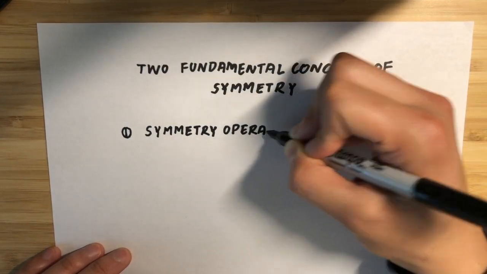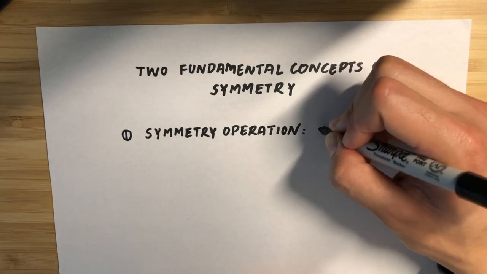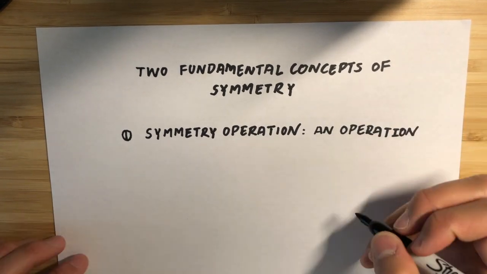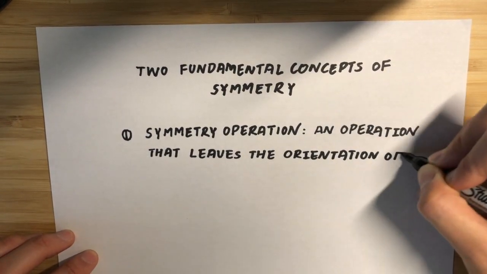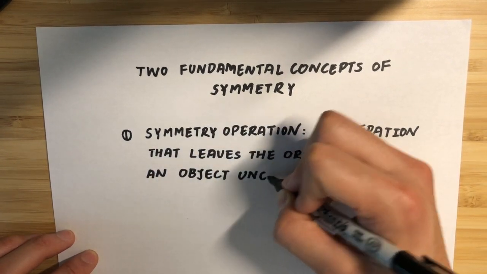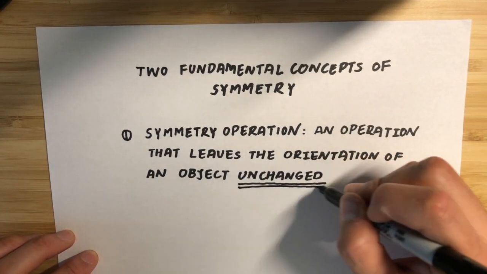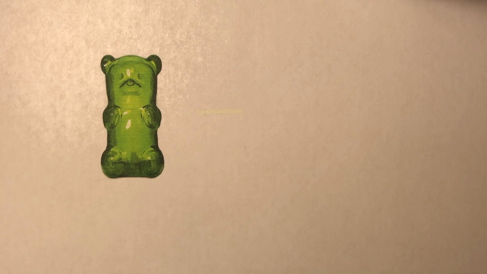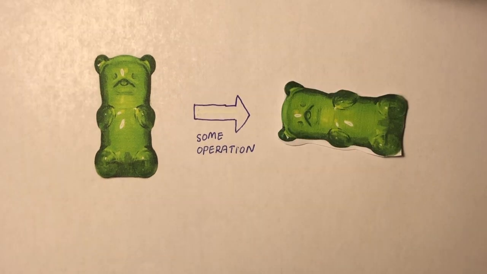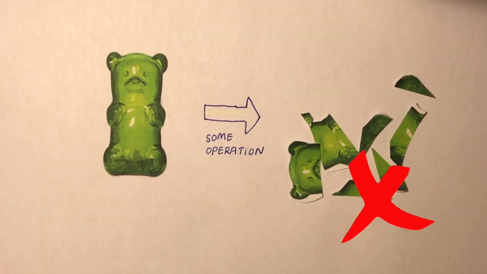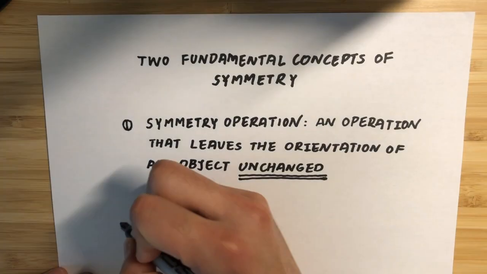The first one is symmetry operation. A symmetry operation is an operation which moves a molecule or an object into a new orientation that is equivalent to the original. We can use this gummy bear as an example. Assuming we move the gummy bear in different fashions, the operation that gives us the original gummy bear back will be a valid symmetry operation.